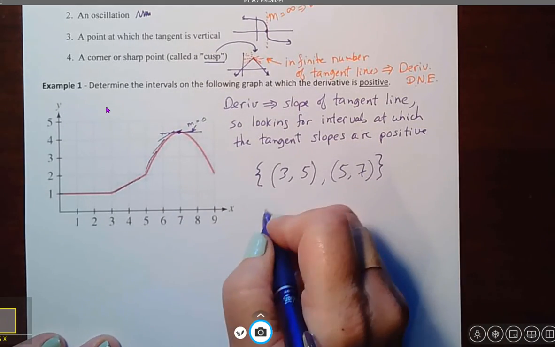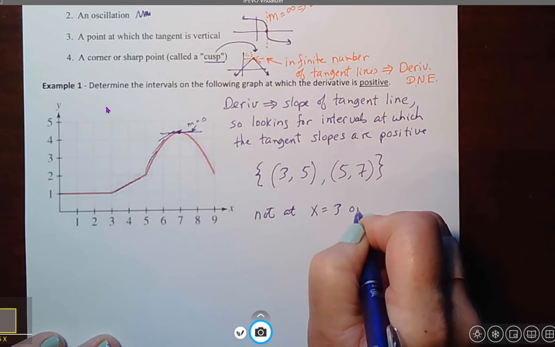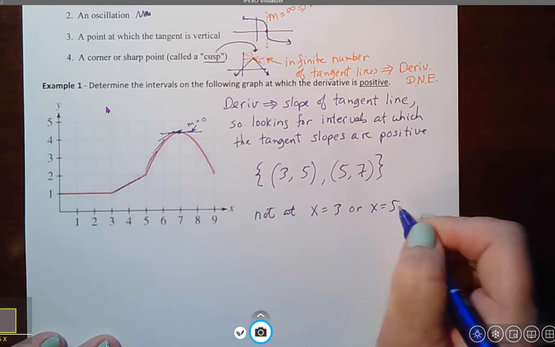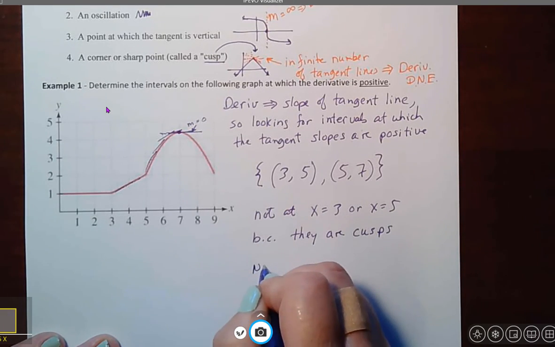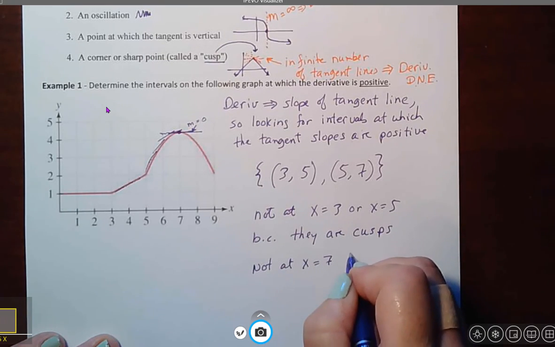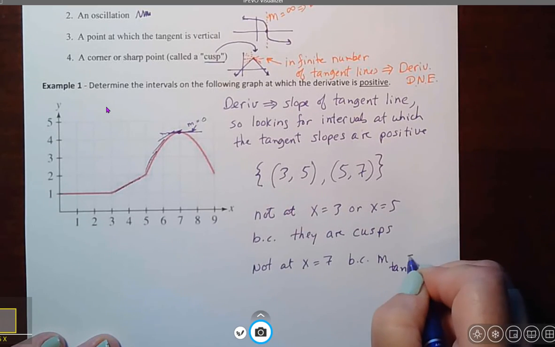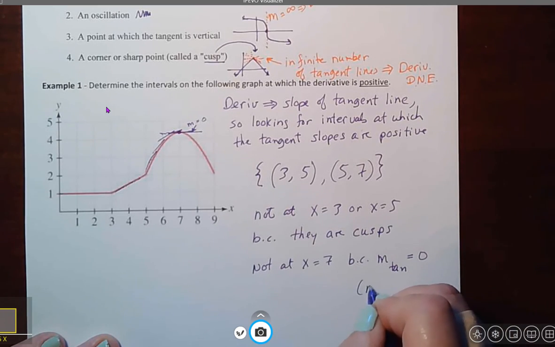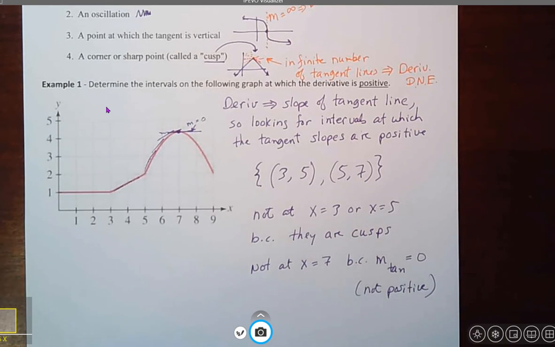And I'm going to make a note here: not at x equals 3 or x equals 5, because they are cusps. Neither is it at x equals 7 because the slope of the tangent there equals 0. In other words, not positive. Okay, hopefully that makes sense.